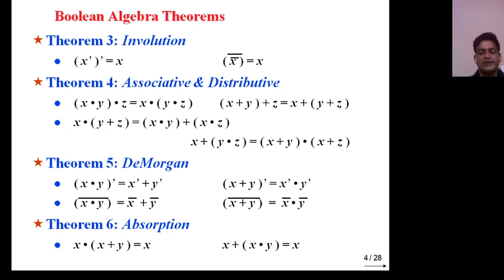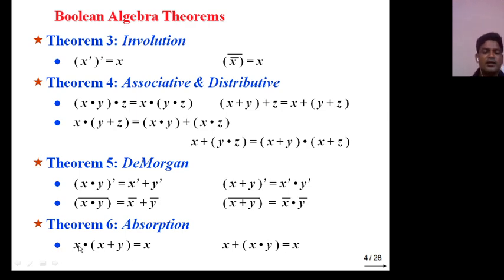Next is the absorption law. X dot (x plus y) equals x. Why is it called the absorption law? Because one variable is absorbed. In this case y is absorbed. X dot (x plus y) equals x, and its dual is x plus x dot y equals x.